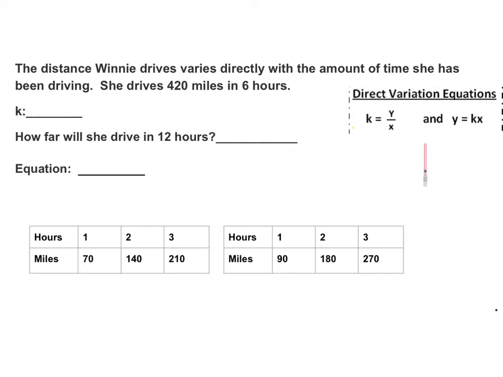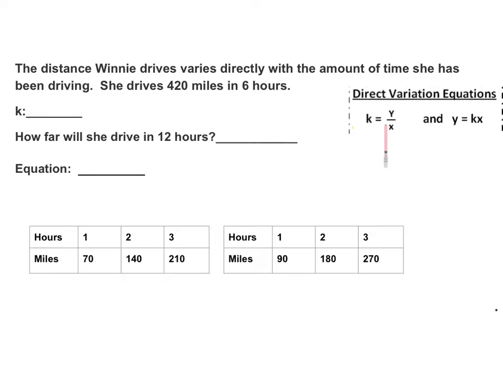First, I want y'all to take a look at our two direct variation equations. Notice the K. The K stands for a constant of variation, or a direct variation, which is a constant of proportionality. I'm going to cover that as we go through this problem. That is going to be the y over the x. And then we also have another little equation, which is y equals k times x.